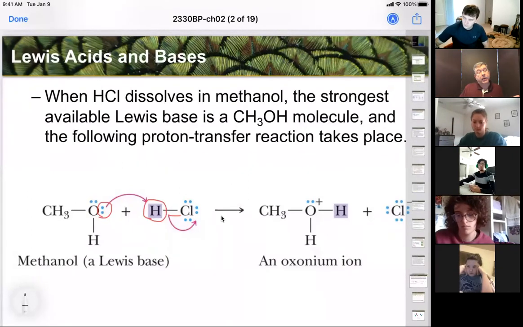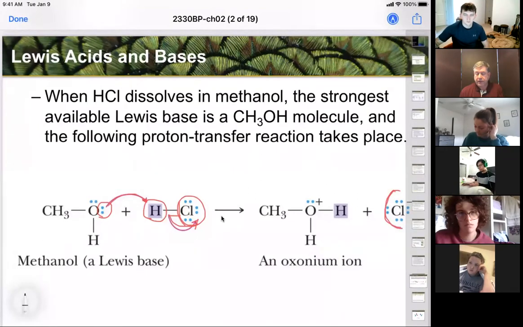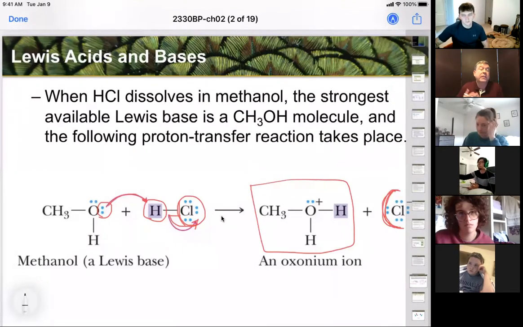So it's an organic compound, it's not water. And it can do the exact same. It donates a pair to form a new sigma bond to that hydrogen. The old sigma bond gets transferred to the chloride. Remember, this is a weak base, so it transfers back to its chloride ion, and we end up with our oxonium ion. So it's the organic equivalent to the hydronium.